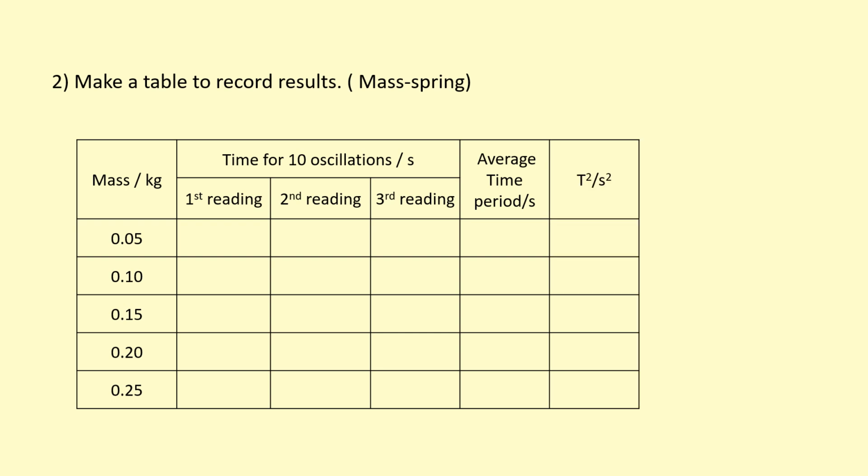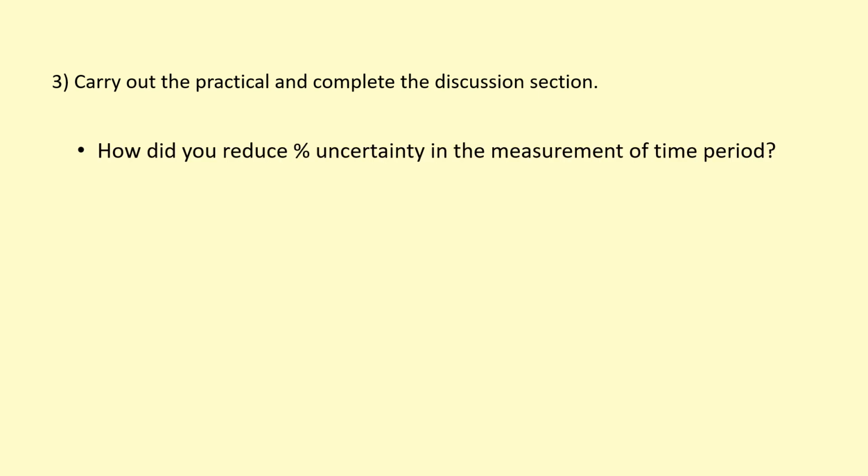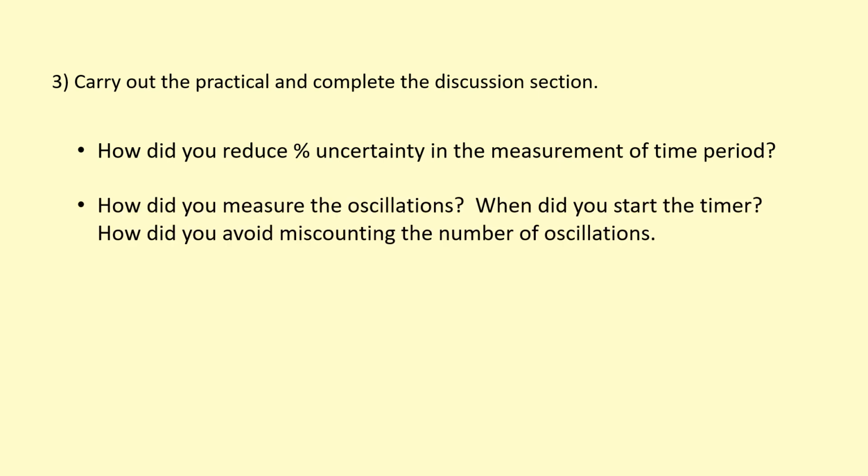Again, you might want to add another column for time period squared, which you'll use to plot a graph later on. Once you've carried out the practical, you need to complete the following discussions in the discussion section of your lab booklet. So how did you reduce the percentage uncertainty in the measurement of the time period? So did you measure just one oscillation, which would have a very large percentage uncertainty, or did you measure multiple oscillations? You then give some details into how you measured the oscillations and when did you start the time and how did you avoid miscounting the number of oscillations.